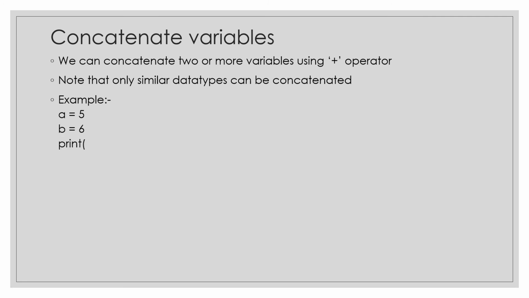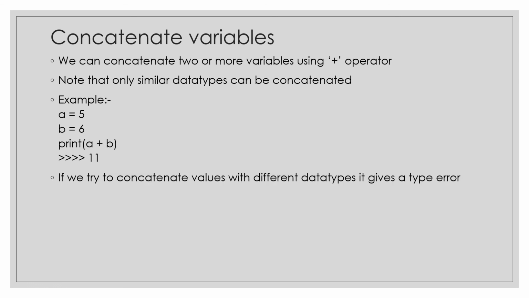Here I have a equals to 5, b equals to 6 and I am printing the value of a plus b, which is basically concatenating a and b. The output will be 11. Since a and b variables have the same data type, that is integer, the concatenation is successful. If we try to concatenate values with different data types, it gives us a type error.